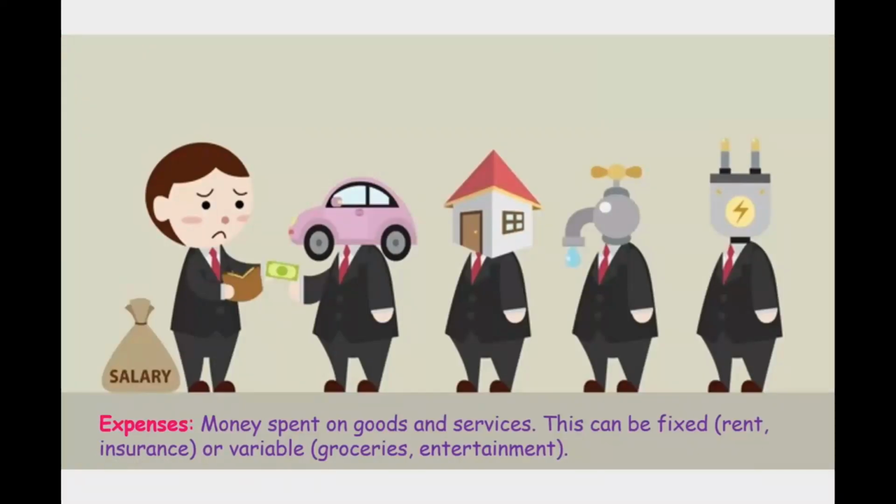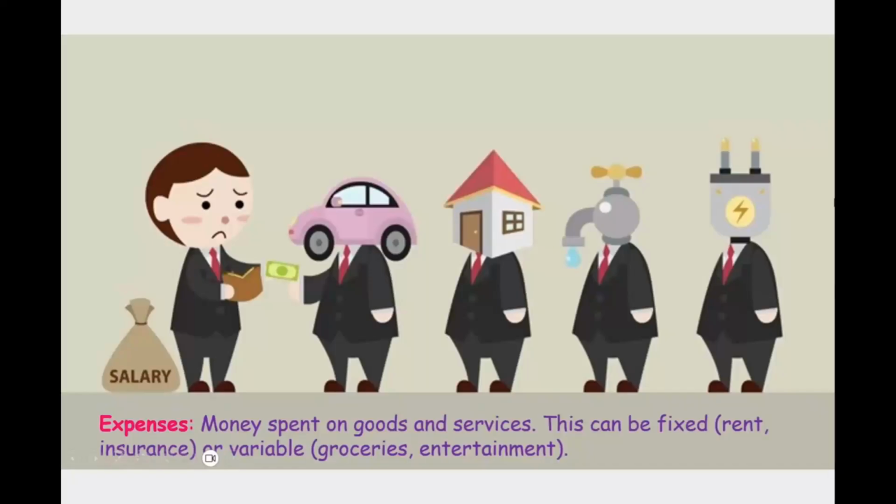So we talked about this word yesterday, expenses, without really defining it. Expenses is money that's spent on goods and services. So this can be fixed, such as rent and insurance. What I mean by that is it's the same every month. So if you have rent, it's $850 every month or $1,500 every month. It's not $1,500 this month and $600 next month. It's fixed.